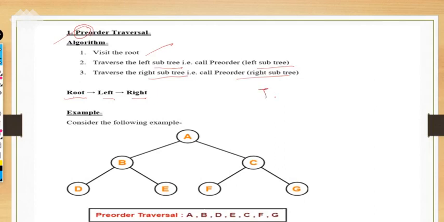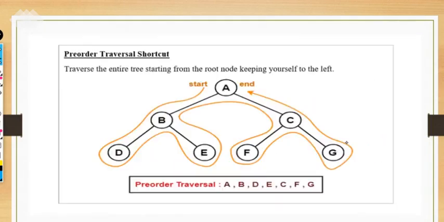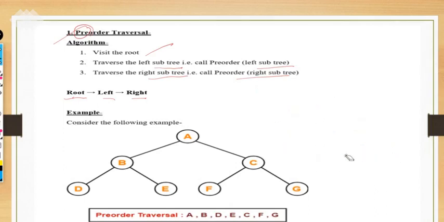In the case of in-order, the root should be in between the left and right subtree. This is left, this is root, and this is right. And in post-order, as its name indicates, post means after. That means left, right, and root. Root should be last. So post means root should be last, pre means root should be first, and in-order means root should be in the middle. It's all about these three things. So we are taking an example to get better clarity about these things.